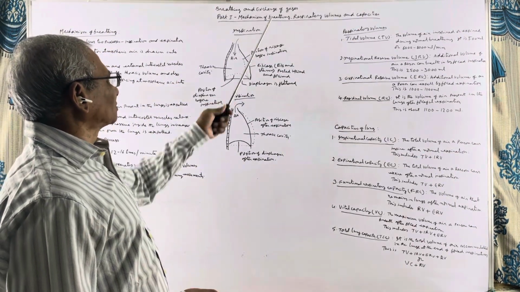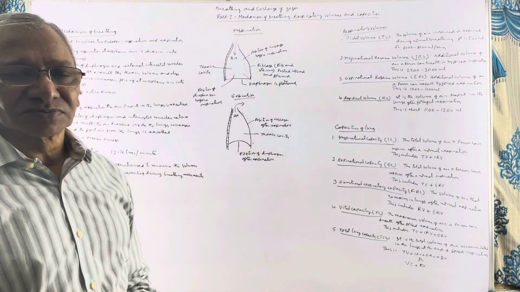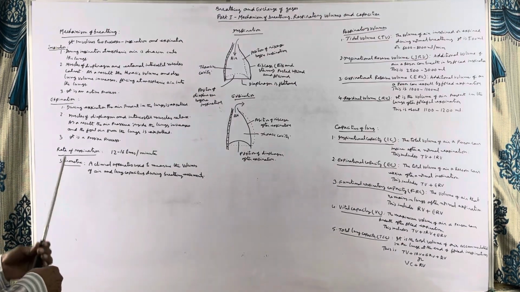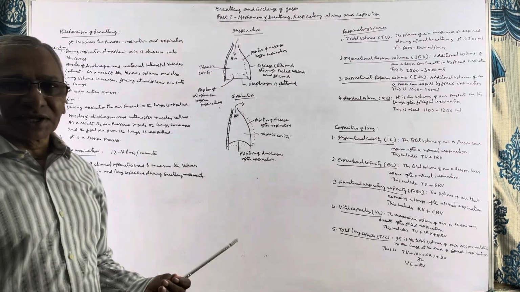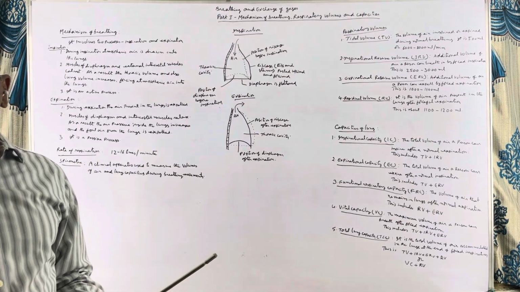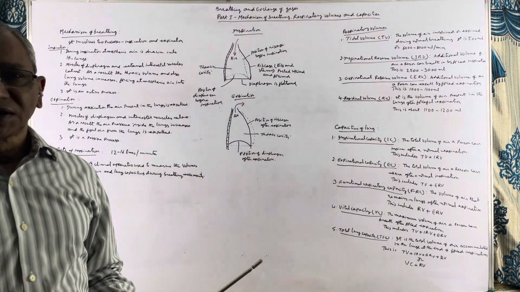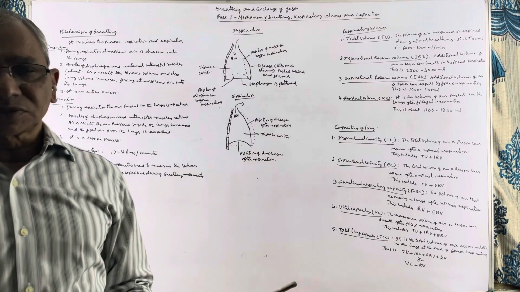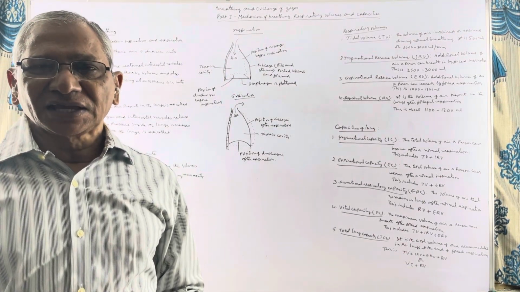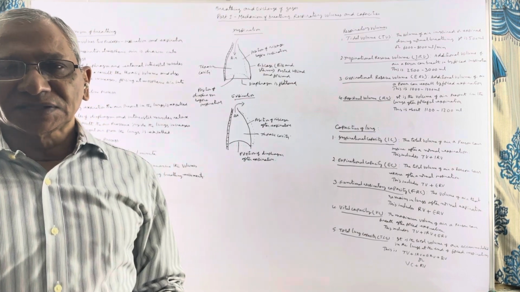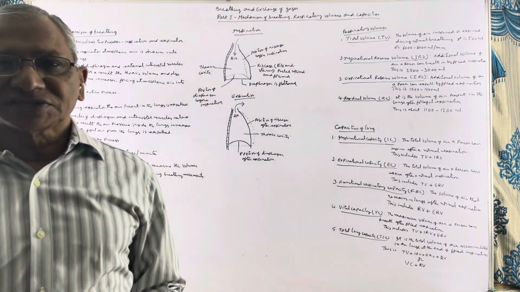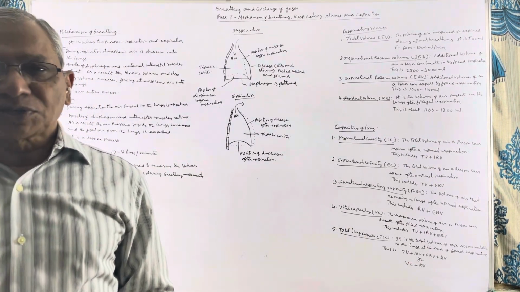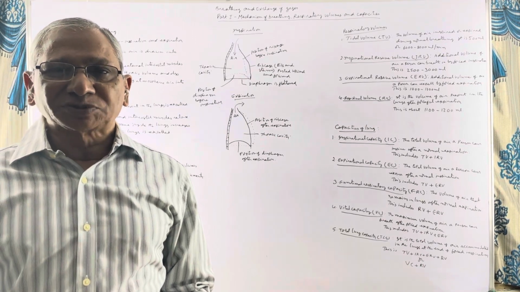How does the mechanism of breathing take place in human beings? For this, we have to understand the mechanism of breathing. The mechanism of breathing involves two steps. First step is inspiration, that is taking in the atmospheric air into the lungs. Then expiration, expulsion of the air present in the lungs. Inspiration is an active process and expiration is a passive process. During inspiration, we have to spend some energy, and during expiration, energy expenditure is almost absent.